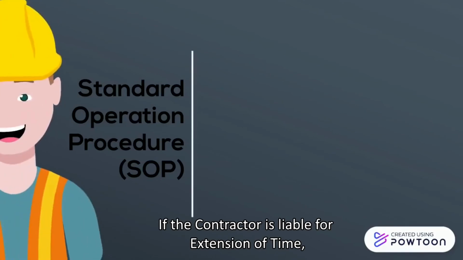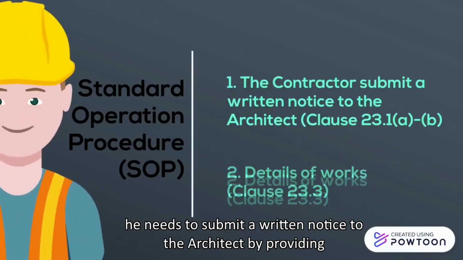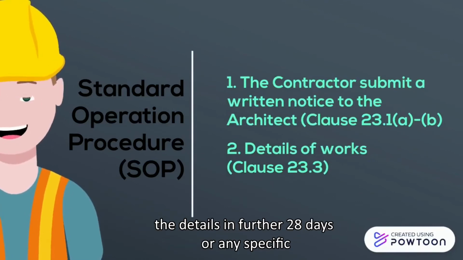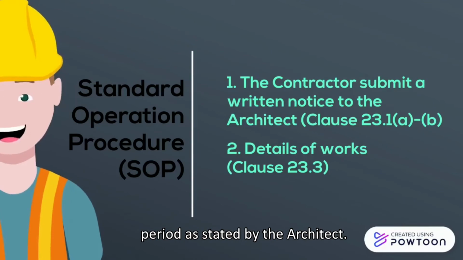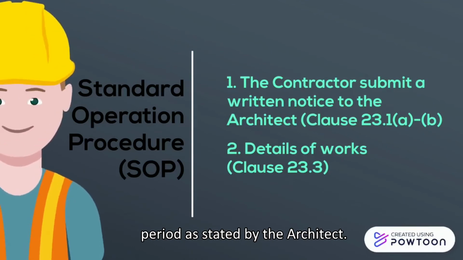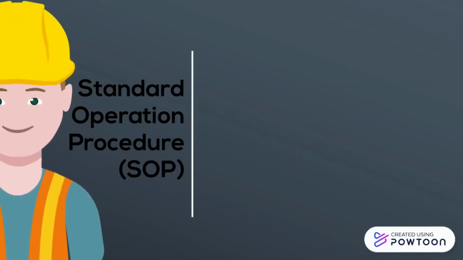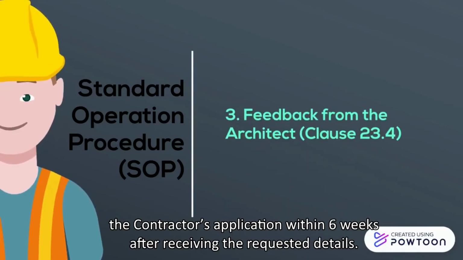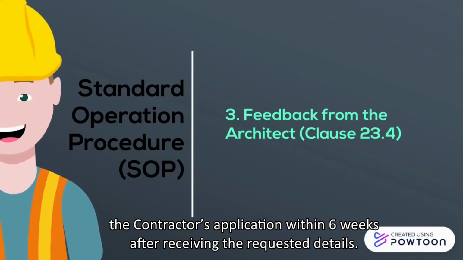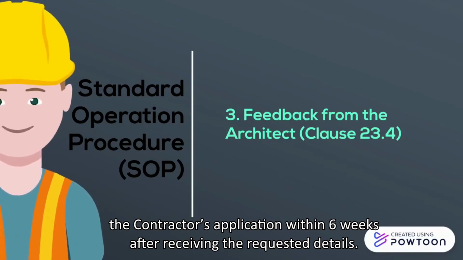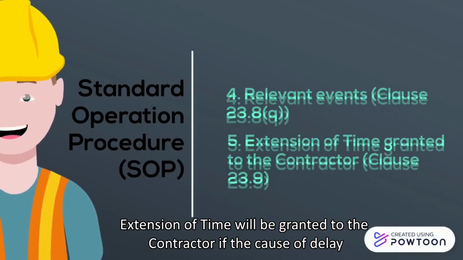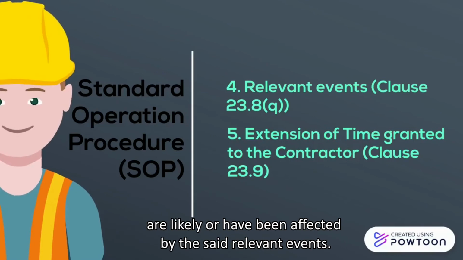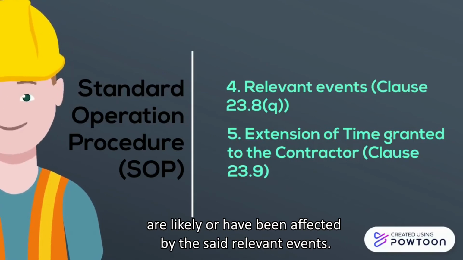If the contractor is liable for extension of time, he needs to submit a written notice to the architect by providing the details within a further 28 days or any specific period as stated by the architect. The architect will provide feedback in the form of a written notice to the contractor's application within 6 weeks after receiving the requested details. Extension of time will be granted to the contractor if the causes of delay are likely to be or have been affected by the said relevant events.